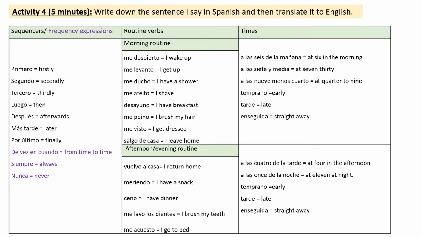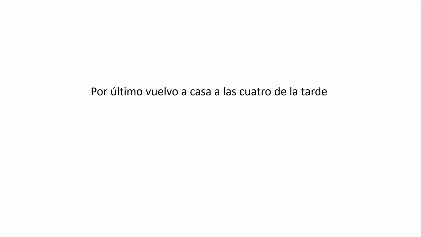Okay, let's go over the answer. So the Spanish you should have written down is por último. Make sure you've got the accent on the U. Vuelvo a casa a las 4 de la tarde. And the translation is, finally, I return home at 4 in the afternoon.